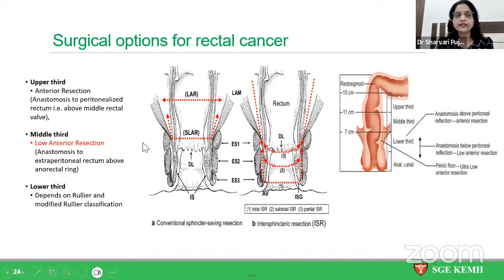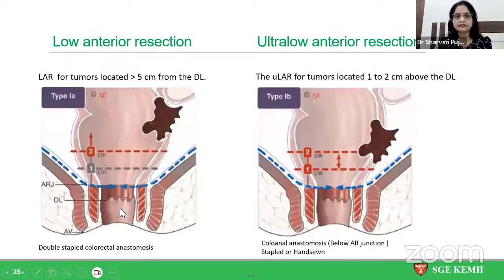When it is the lower third, below the level of peritoneal reflection, it is called low anterior resection. The anastomosis goes below the level of peritoneal reflection. For the lower third, there are a few more options depending upon the Rullier classification. Low anterior resection is possible if the tumor is located 5 centimeters or more from the dentate line, so that at least a 1 to 2 centimeter distal margin is achievable, and the anastomosis will be a colorectal anastomosis done by double staple technique.